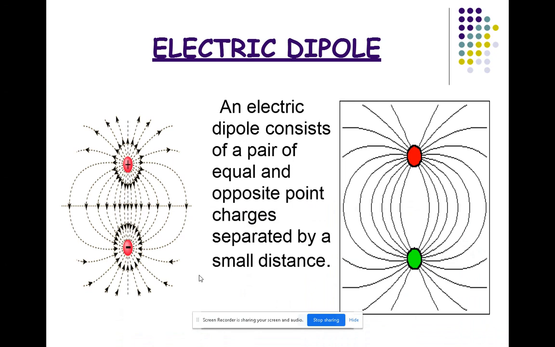Next we are going to see the electric dipole. Here two point charges, equal and opposite, are separated by a small distance. One pole will be positive and the other pole will be negative, shown by the colors red and green. This is called the electric dipole.